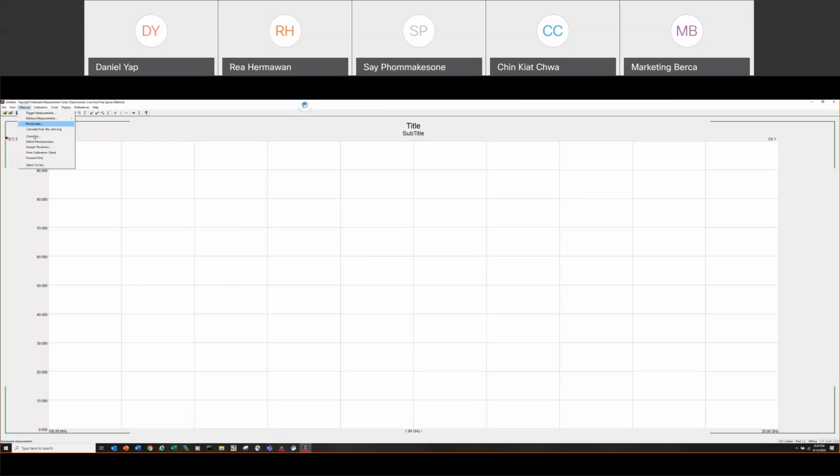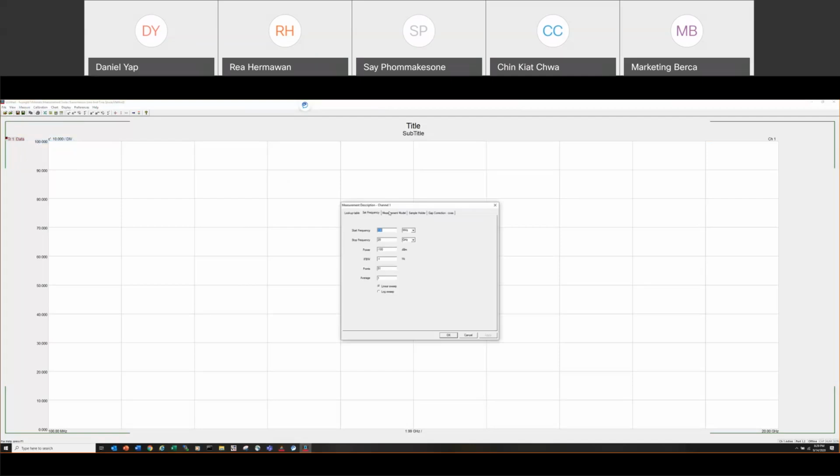So go to measurement, define measurement. Go to sample holder, de-embed or gap correction. Can you go a bit slower, Sai? Yeah. So go to sample thickness, gap correction. Let me go back to sample holder and change this to waveguide. Okay. So, gap correction. I'll just put anything in for now.